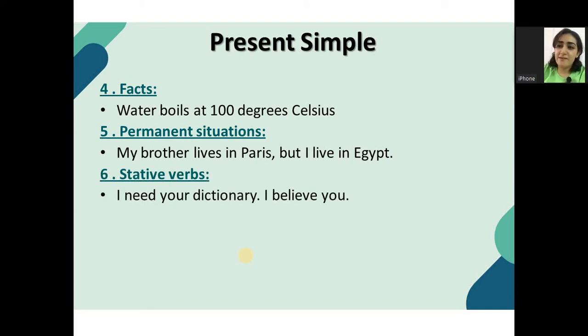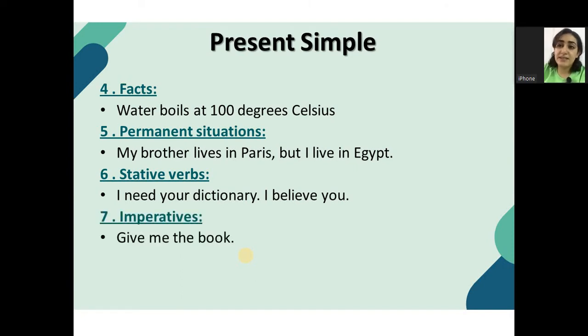Stative verbs. We are going to dedicate an entire separate video for the stative verbs, but stative verbs are the verbs that are stating the condition or state of being of the speaker or someone the speaker is talking about. I need your dictionary. Need here is the stative verb. I believe you, I understand you.